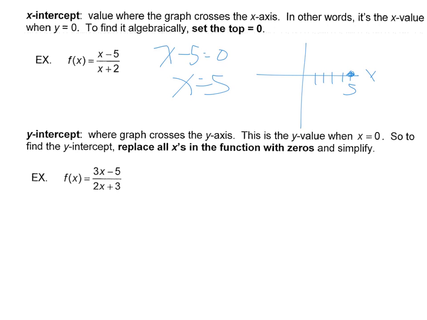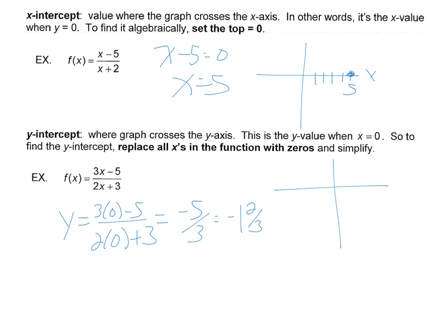The y-intercept is where the graph crosses the y-axis. So this is the y value when x is 0. To find it, we'll replace all of the x's with zeros. So we'll have y equals 3 times 0 minus 5 over 2 times 0 plus 3, which is negative 5/3, or negative 1 2/3. So on the graph on the y-axis, at negative 1 2/3, we would have a dot.